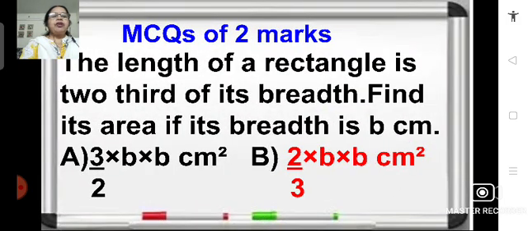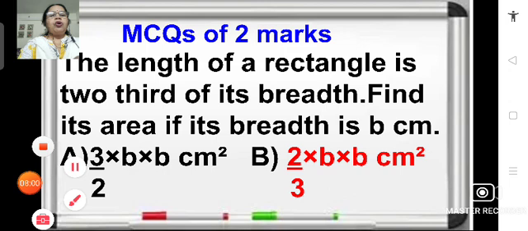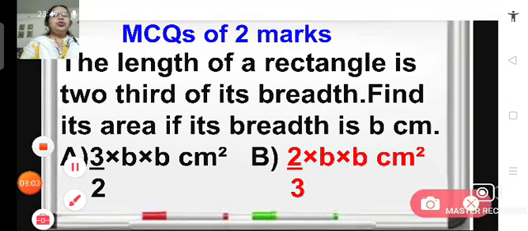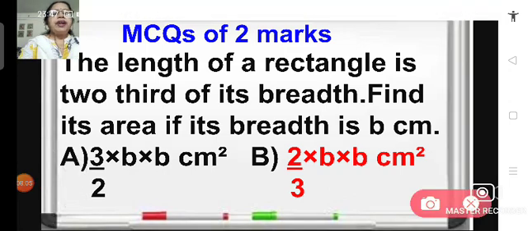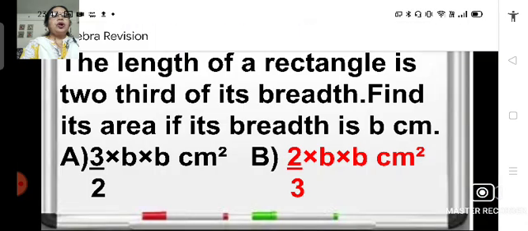Then MCQs of 2 marks. The length of a rectangle is 2/3 of its breadth. Find its area if its breadth is B centimeter. So let's find the solution, then we'll come back to the options.